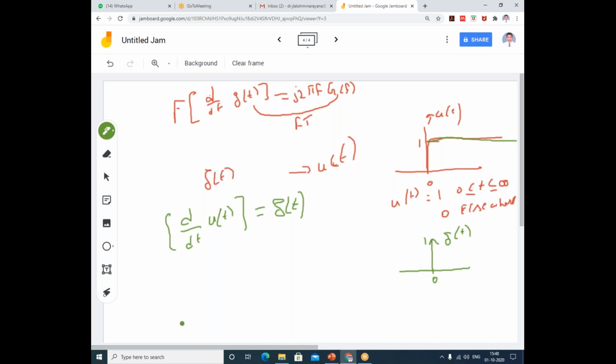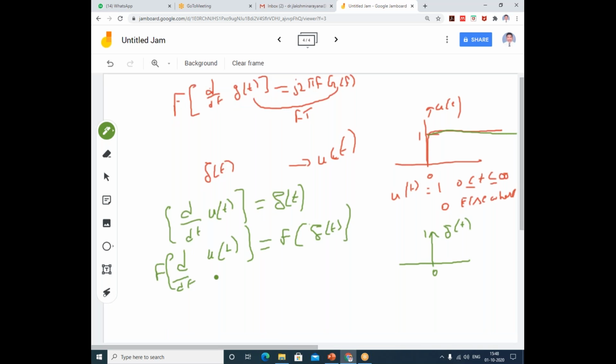Now, we have been asked to find the Fourier transform of this. So you apply the Fourier transform on both sides. You will get the Fourier transform of d by dt of u of t, which is equal to the Fourier transform of del of t. We have been asked to find the Fourier transform of an impulse function. As you know, the Fourier transform of an impulse function is 1. Now we'll see whether you get the Fourier transform of an impulse function as 1 or not.